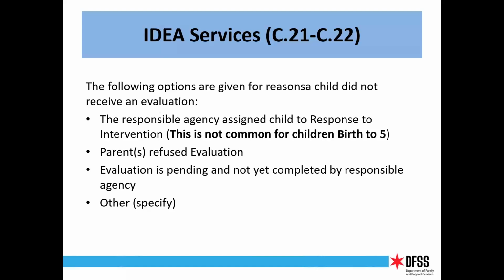And so I wanted to go through and make sure everybody could look at them for a minute, because I didn't know what the first one meant either when I first came up. So the first option is responsible agency assigned the child to a response intervention. And this is a thing that happens with elementary school children. It's not very common in the birth to 5 world. So probably this is not the response. So then we have a particular line for parents who refuse evaluation, and then evaluation is pending and not completed.